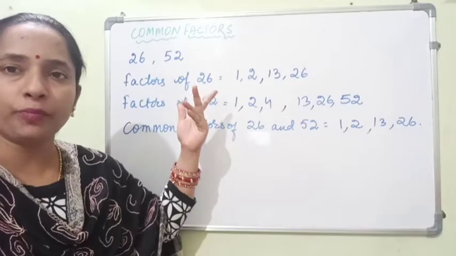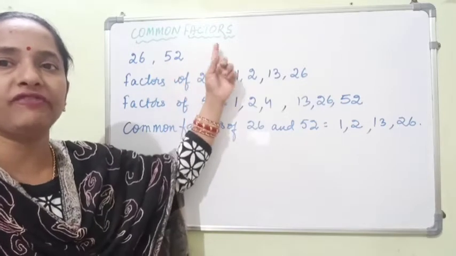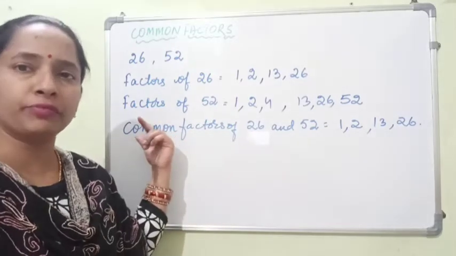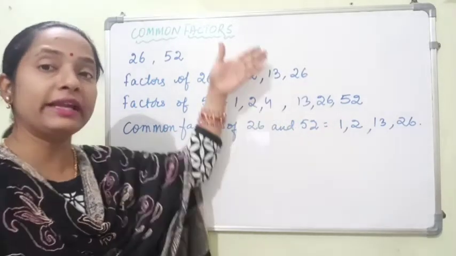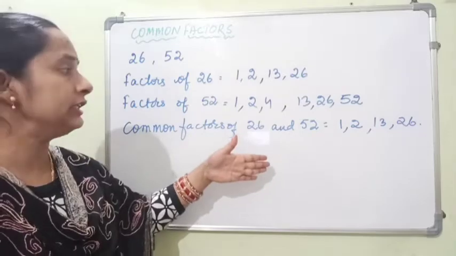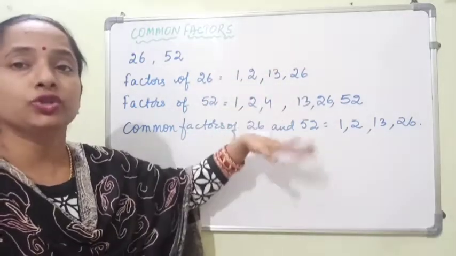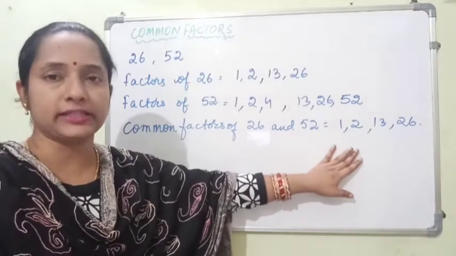Sometimes you may be given more than 2 numbers. If one more number is given and you are asked to find the common factors, then for that number also you will find its factors. And at a time, from the sets of factors of the 3 numbers, you have to choose the common factors and list them out.